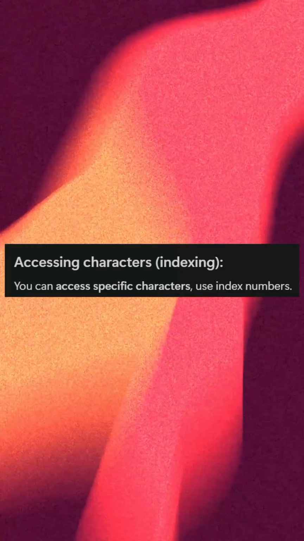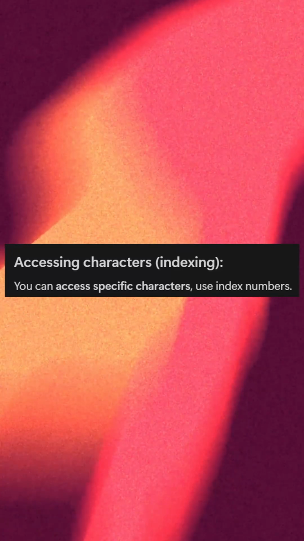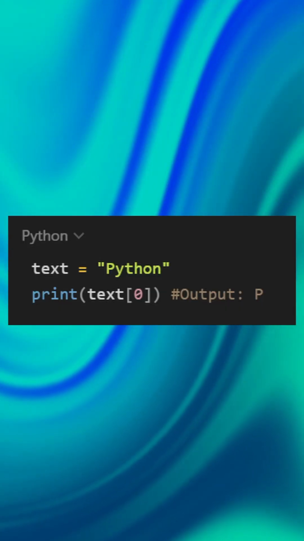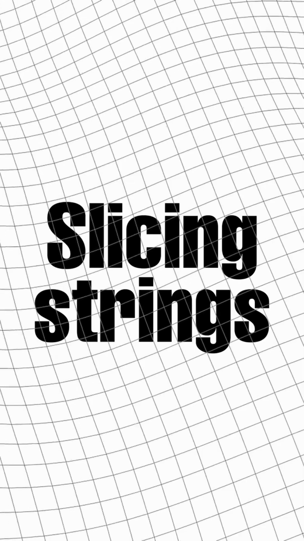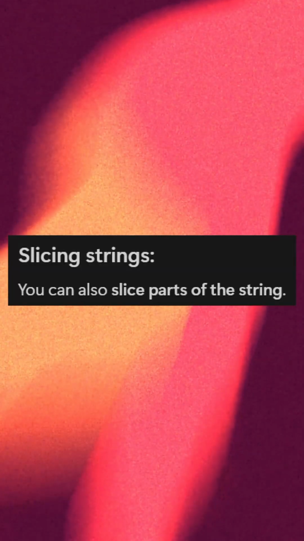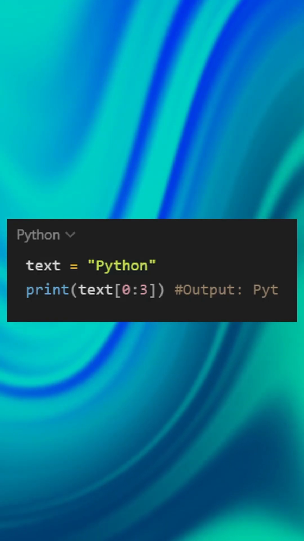Accessing characters. You can access specific characters using index numbers, and this is how you do it. Here, the output will be capital P. Slicing strings. You can also slice parts of the string. Here, the output will be PYT.